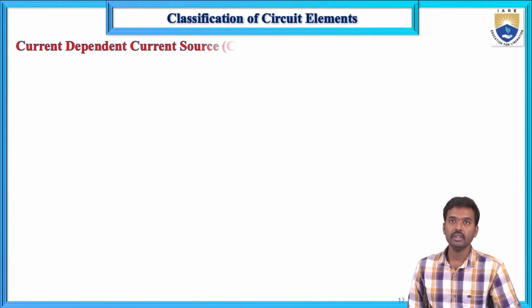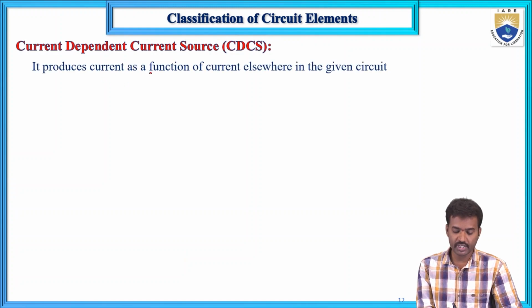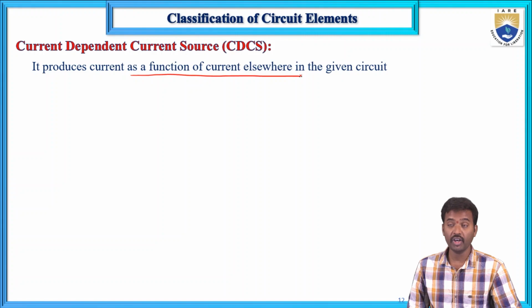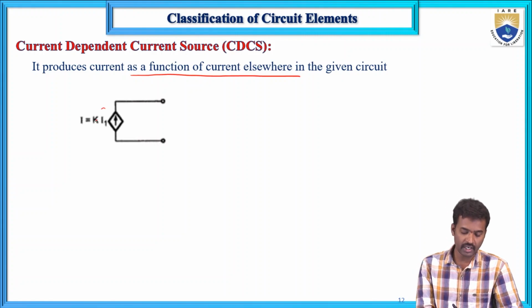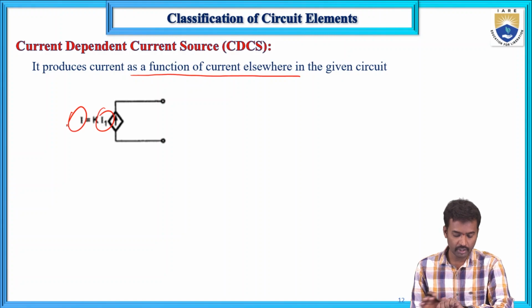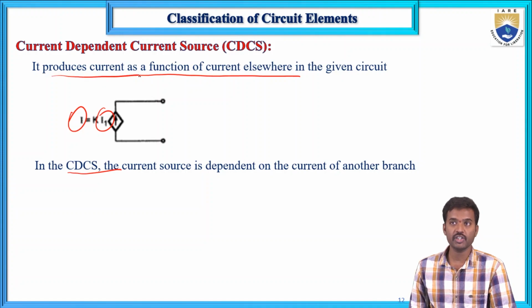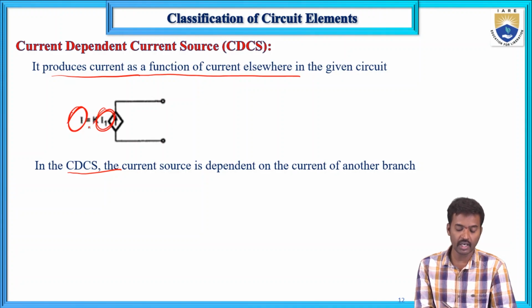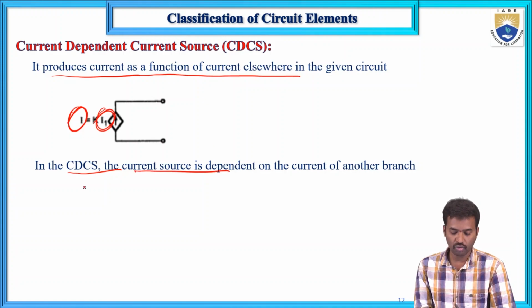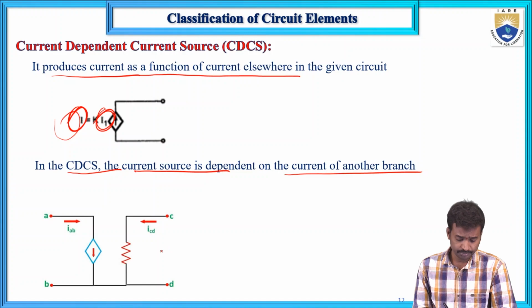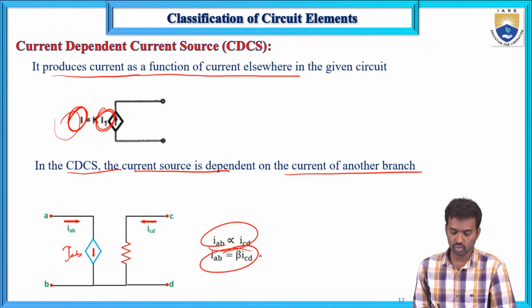Next, the current dependent current source produces a current as a function of current elsewhere in a given circuit. So this is the current dependent current source. The current source value depends on another branch current. The current source value IAB depends on this current only. That is the current dependent current source.